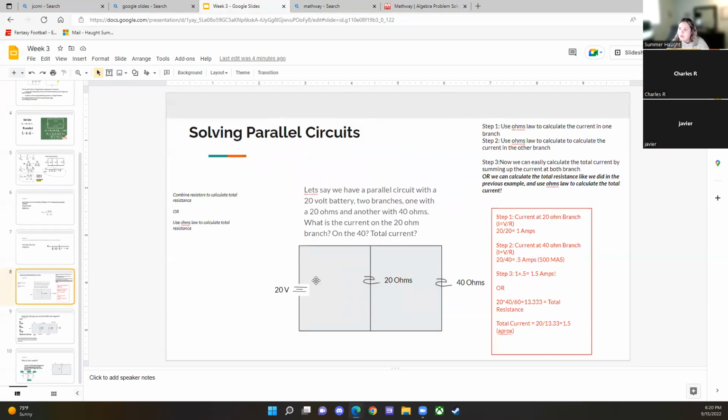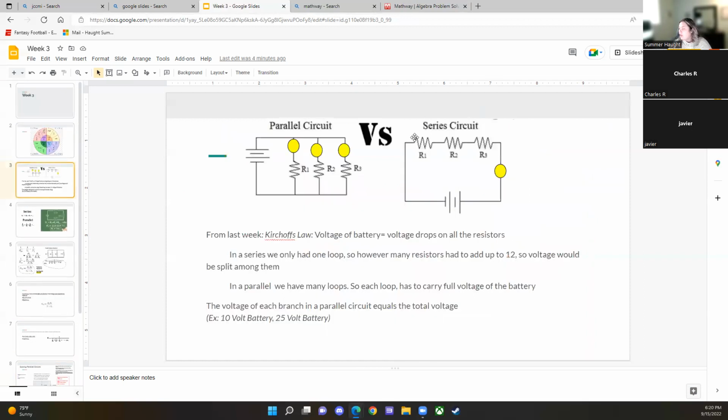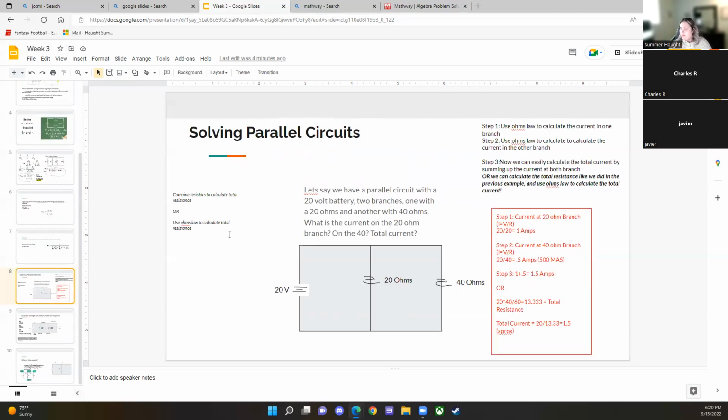However, something different this week is that since we have all of these different pathways, we do not have the same current throughout all of the different branches. In a series circuit, the electricity flows at the same current, or the same speed. In a parallel circuit, all of these different branches are going at different speeds. So that's essentially what we're solving for here.